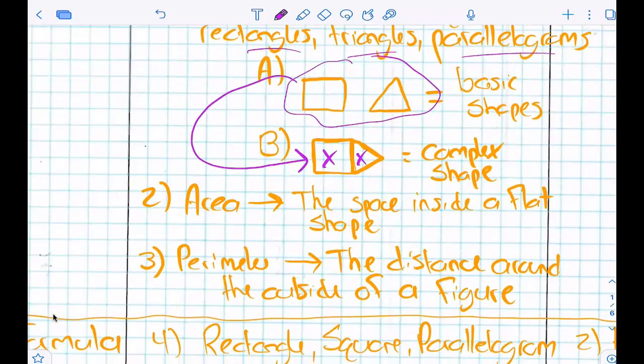Area would be the space inside. Perimeter would be the distance on the outside. Area inside, perimeter outside, right? Yes. Cool.